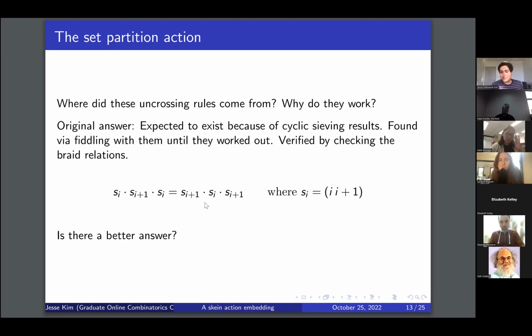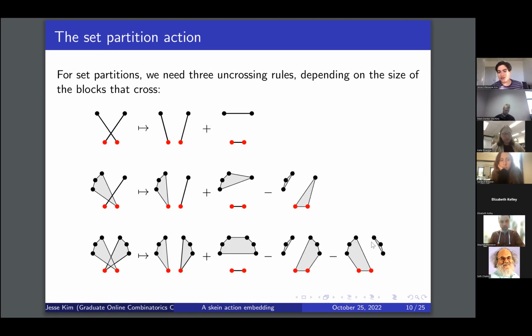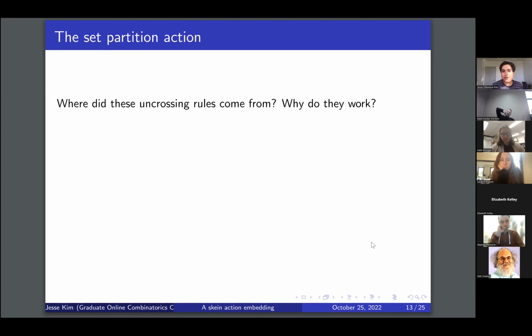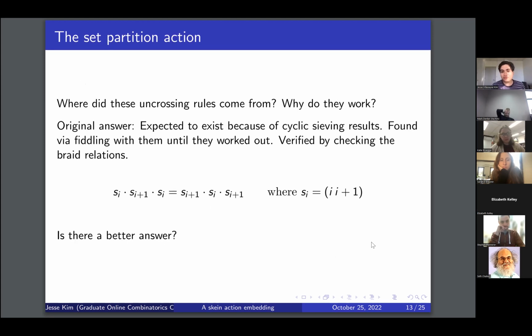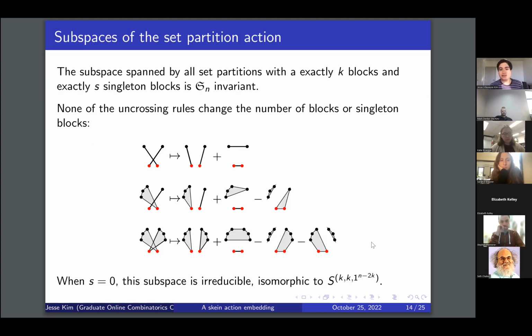So the question that I'm going to be trying to answer for the rest of the talk is, is there a better answer to where these uncrossing rules here are coming from? Is there a way to find them without just guessing them? And so the way we're going to think about that is by first thinking about what the module structure of this set partition action looks like.